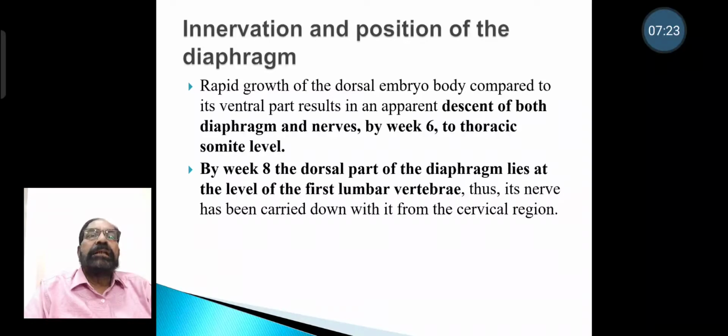Rapid growth of the dorsal embryo body compared to the ventral part results in an apparent descent of both the diaphragm and the nerves by 6th week to thoracic somite levels. By 8th week, the dorsal part of diaphragm lies at the level of the first lumbar vertebra. Thus, its nerve has been carried down from the cervical region.